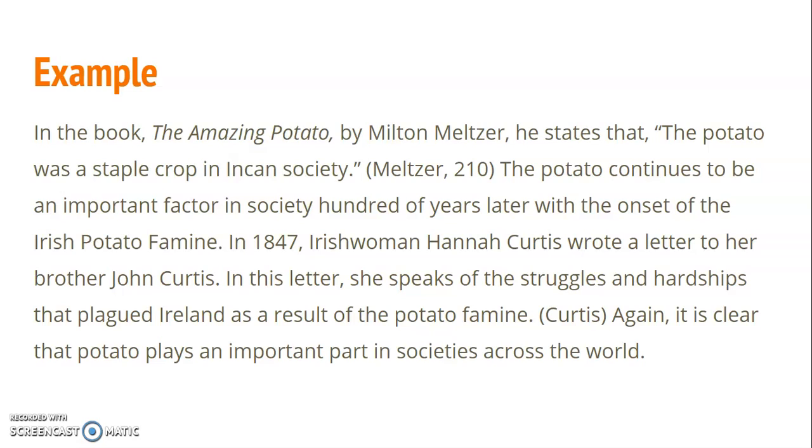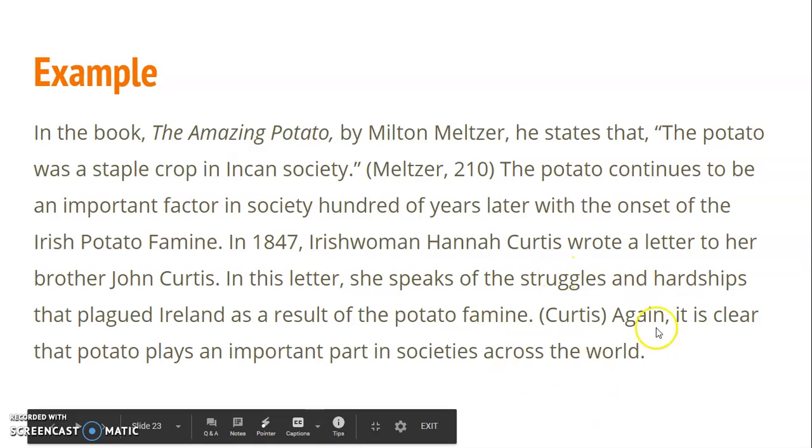In the book, The Amazing Potato by Milton Meltzer, he states that the potato was a staple crop in Incan society, and then I have my citation. The potato continues to be an important factor in society hundreds of years later with the onset of the Irish potato famine. In 1847, Irish woman Hannah Curtis wrote a letter to her brother John Curtis. In this letter, she speaks of the struggles and hardships that plagued Ireland as a result of the potato famine. Then I have a citation. Again, it is clear that the potato plays an important part in societies across the world. I would obviously do some more reasoning here.